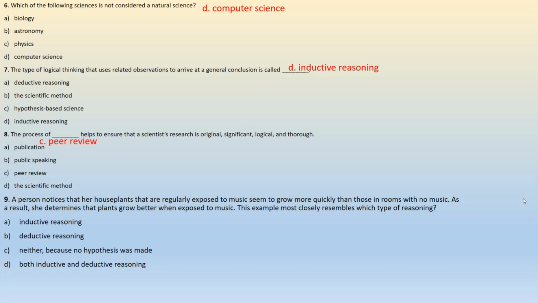So number 9: a person notices that her house plants that are regularly exposed to music seem to grow more quickly than those in rooms with no music. As a result, she determined that plants grow better when exposed to music. This example most closely resembles which type of reasoning? She's just making a conclusion, and they are putting it as, which type of reasoning does it closely resemble?